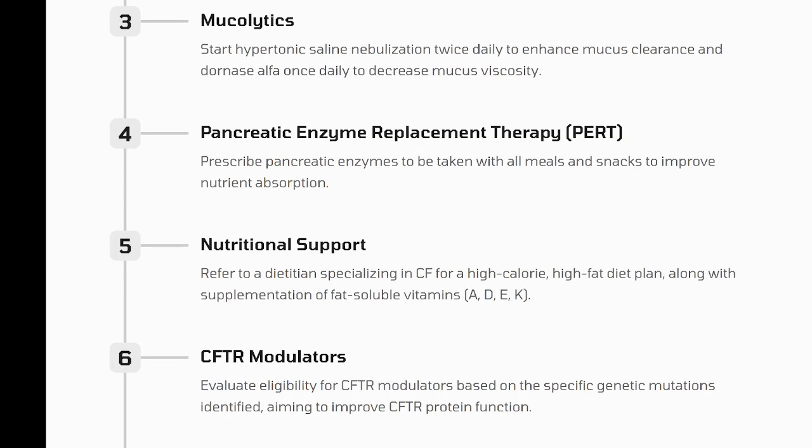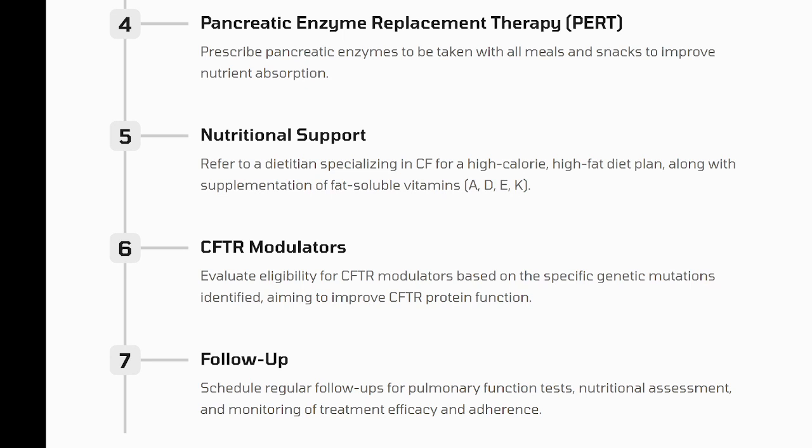5. Nutritional support. Refer to a dietitian specializing in CF for a high-calorie, high-fat diet plan, along with supplementation of fat-soluble vitamins A, E, K. 6. CFTR modulators. Evaluate eligibility for CFTR modulators based on the specific genetic mutations identified, aiming to improve CFTR protein function. 7. Follow-up. Schedule regular follow-ups for pulmonary function tests, nutritional assessment, and monitoring of treatment efficacy and adherence.